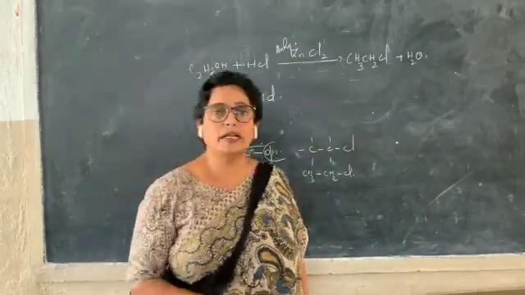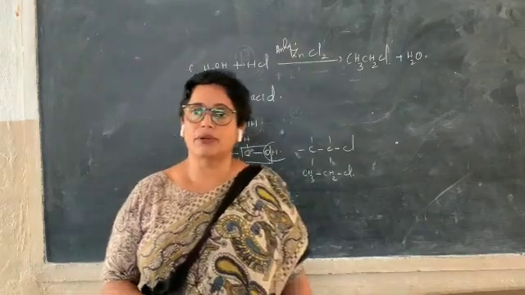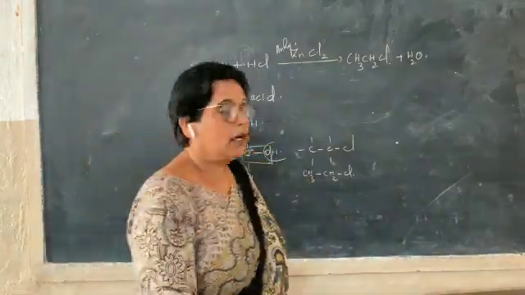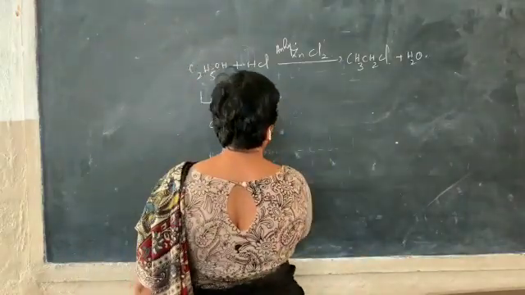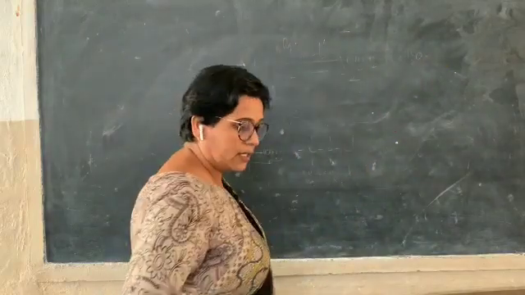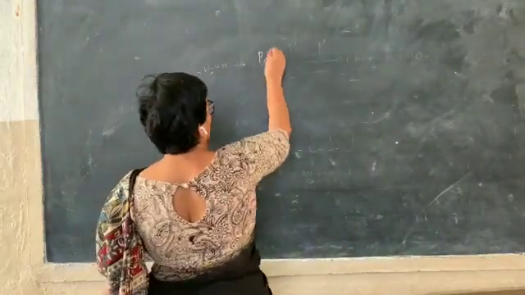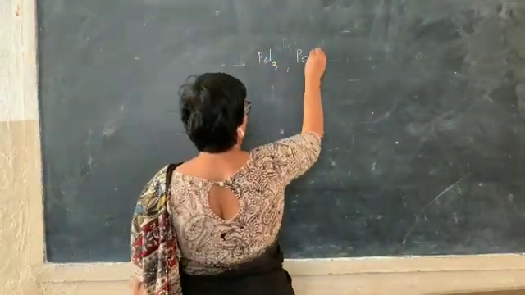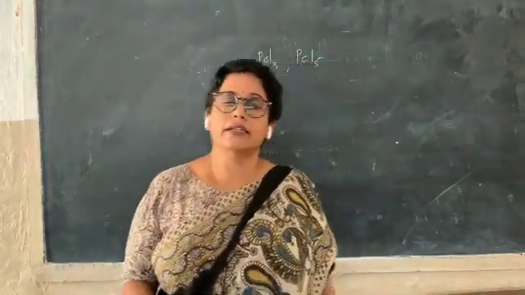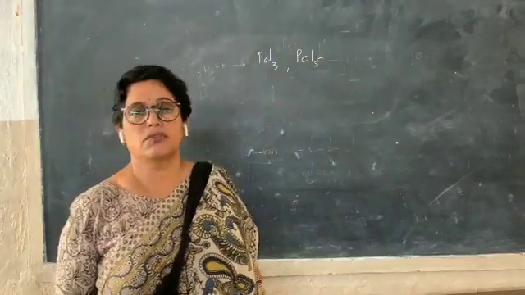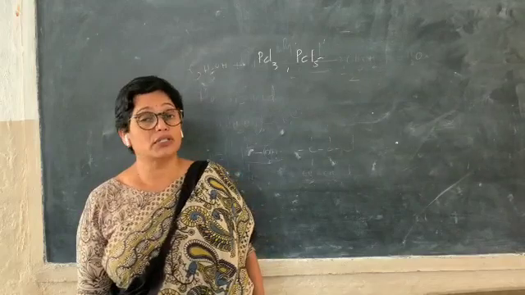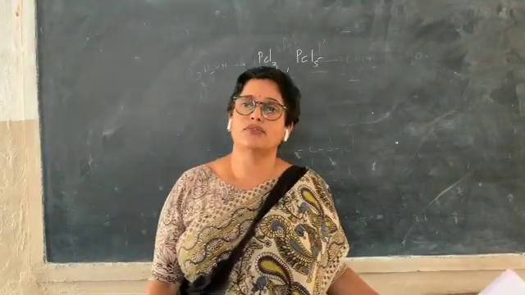Okay, so the second method from alcohol is by using phosphorus halides. Generally we used to take two types of phosphorus halides. One is PCl3 and another is PCl5. That is phosphorus trichloride, and the other phosphorus halide is called phosphorus pentachloride. These two are the important halides of phosphorus.